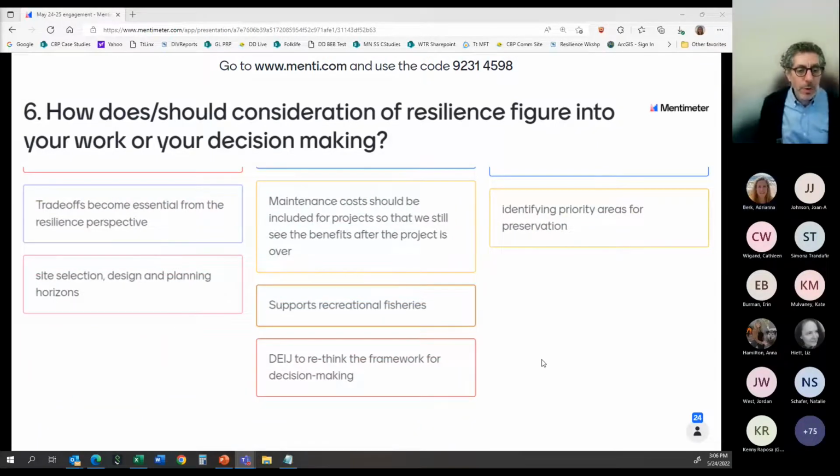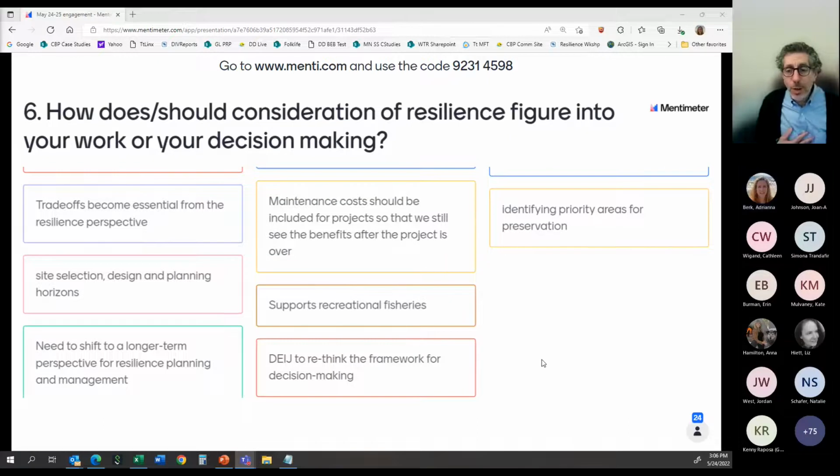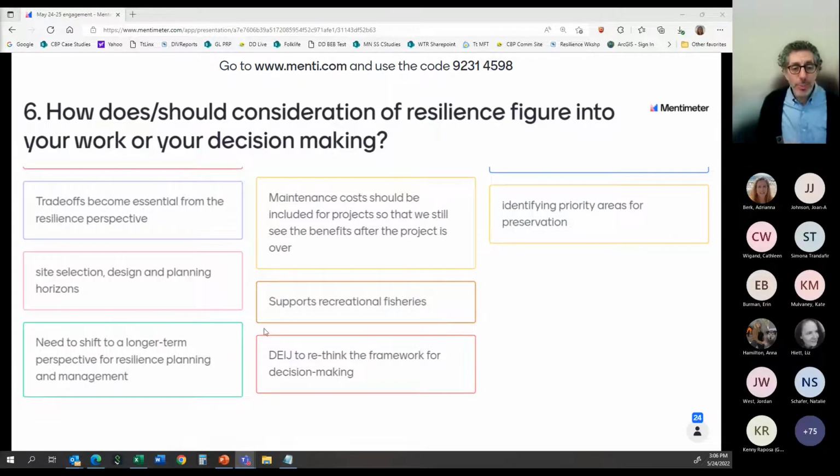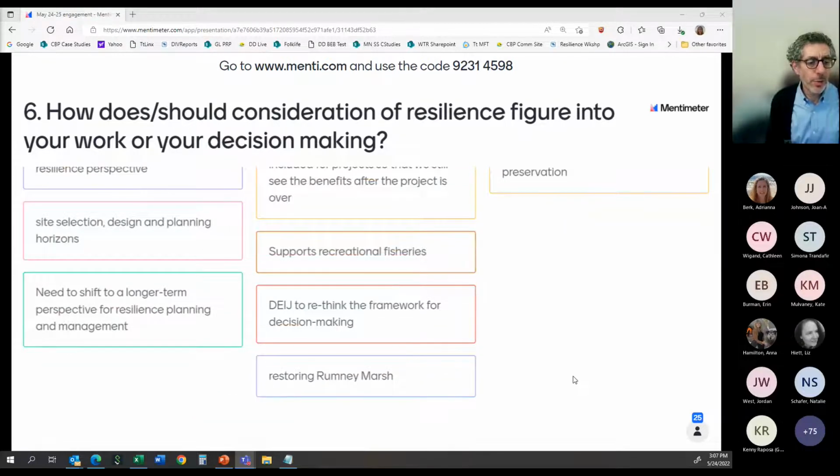Okay, so we have: supports record DEIJ to rethink the framework for decision making. I don't know what DEIJ is, so maybe someone could put in the chat what that is. Diversity, equity, inclusion, and justice. Oh, of course. Thank you. Identifying priority areas for preservation, need to shift to a longer term perspective for resilience planning and management. Restoring Rumney Marsh. Apologize if I pronounced that wrong.